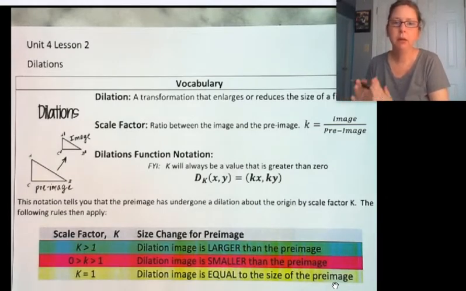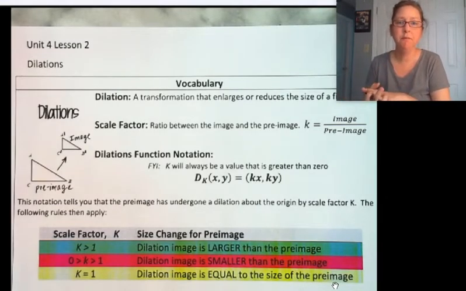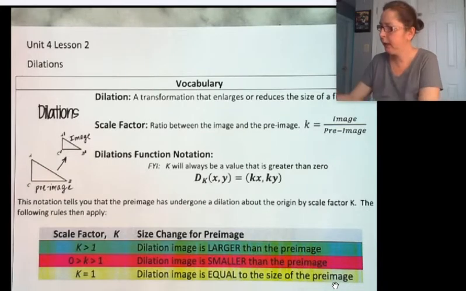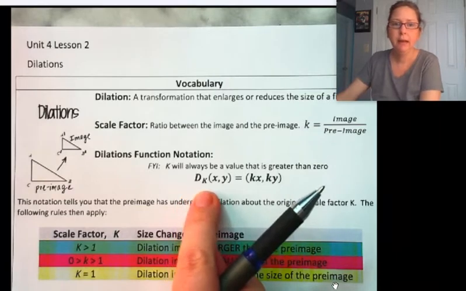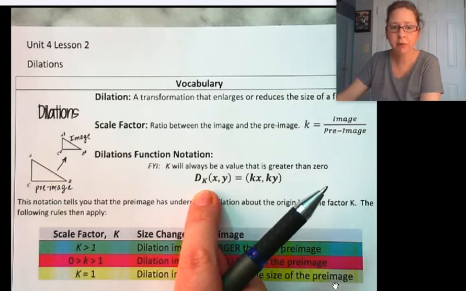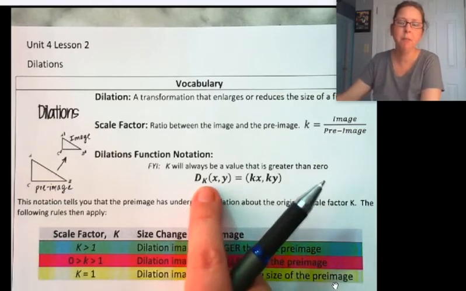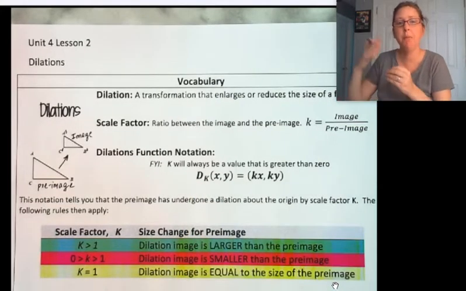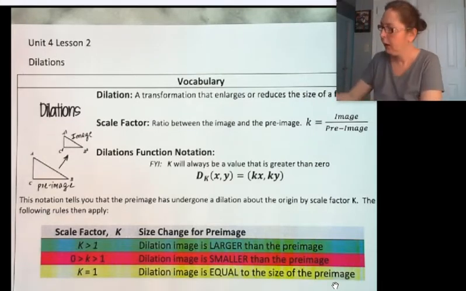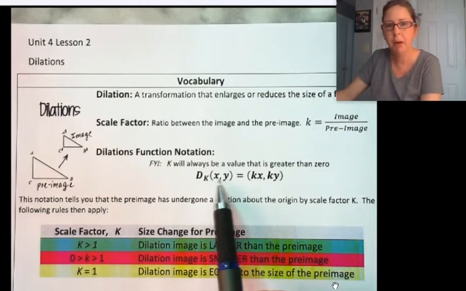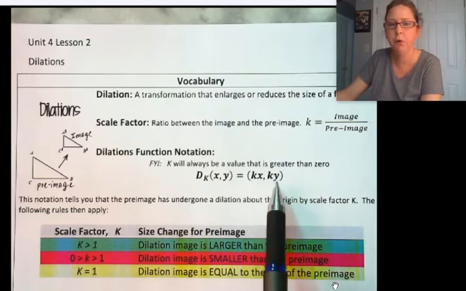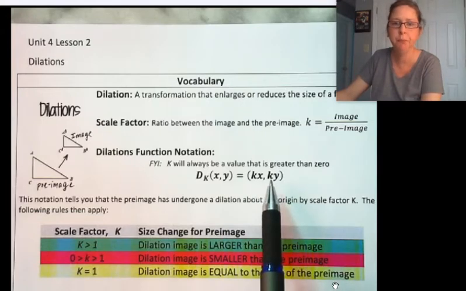Okay. Let's just discuss the function notation really quickly. The capital D is for dilation. K, this is your scale factor. Scale factor. It is the amount that your figure will get bigger or get smaller, okay, compared to the original. And what you will do is you'll take that scale factor and multiply it by both the X and Y values in the ordered pair. And that's what I've done here.